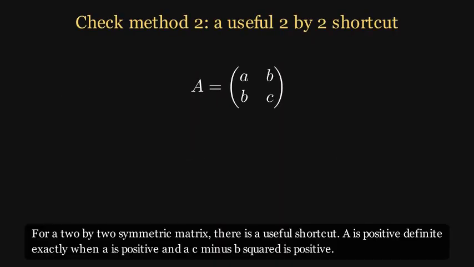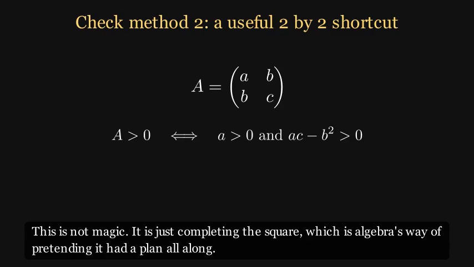For a 2 by 2 symmetric matrix, there is a useful shortcut. A is positive definite exactly when a is positive and ac minus b squared is positive. This is not magic, it is just completing the square, which is algebra's way of pretending it had a plan all along.